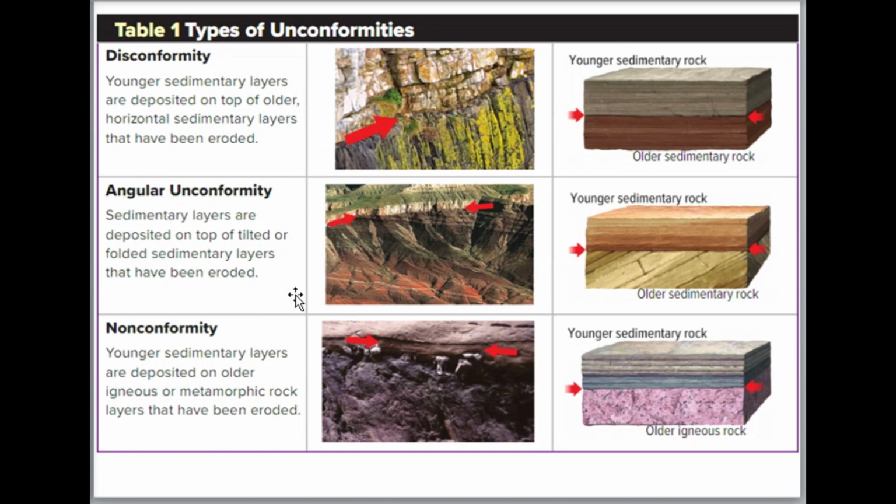An angular unconformity is when you've got sedimentary rock which is at an angle, and it's at an angle because tectonic geologic events cause the ground to shift and tilt. So it's at an angle, and then you have erosion occurring, and then new rock being put on top. Again, both sedimentary. So that's angular unconformity.